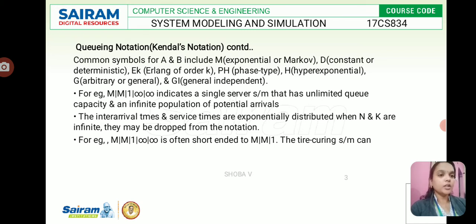For example, if there is unlimited queue capacity and an infinite population, the example is M/M/1/∞/∞. This indicates a single server system with unlimited queue capacity. If N and K are infinite, and the inter-arrival times and service times are exponentially distributed, these may be dropped from the notation too. The shorthand form of M/M/1/∞/∞ is M/M/1. This is a queuing system often used when times are exponentially distributed, so the infinite capacity and population are dropped from the notation.